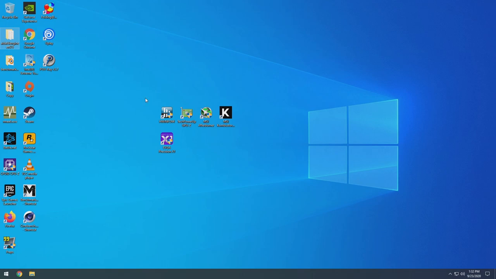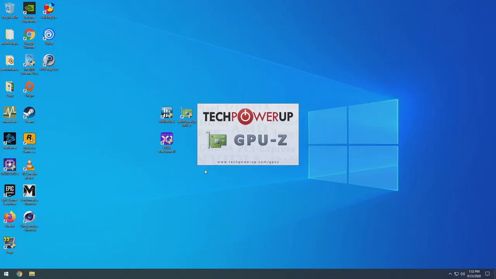So these are the programs I like to use. I think they're pretty standard today. So the first thing is TechPowerUp GPU-Z.